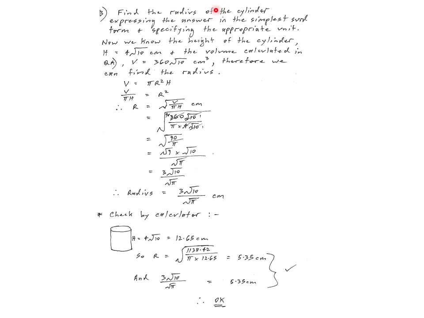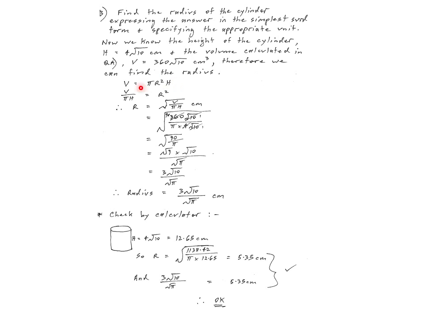Part B is actually finding the radius of the cylinder, expressing the answer in the simplest surd form and specifying the appropriate unit. Now, they're given the height of the cylinder, which is h is equal to 4 root 10 centimetres, and of course the volume of the gold was actually calculated in part A of the question. So they know that the volume is equal to 360 root 10 cubic centimetres.